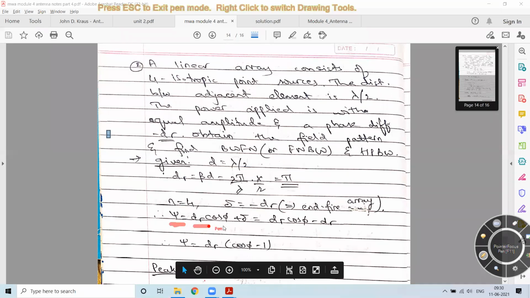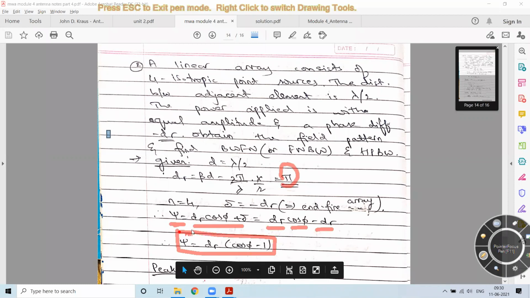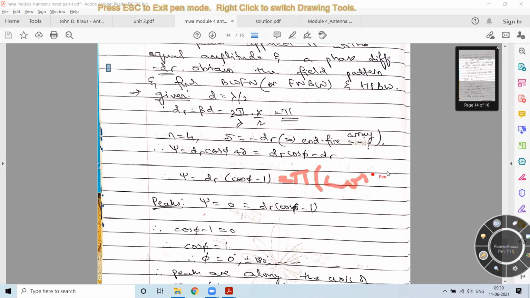Psi is dr cos phi plus delta, which is dr cos phi minus dr. Since dr is directly equal to pi, you can substitute it here itself. So psi is equal to dr cos phi minus 1. But what is dr? Dr is equal to pi. So we have pi times cos phi minus 1.